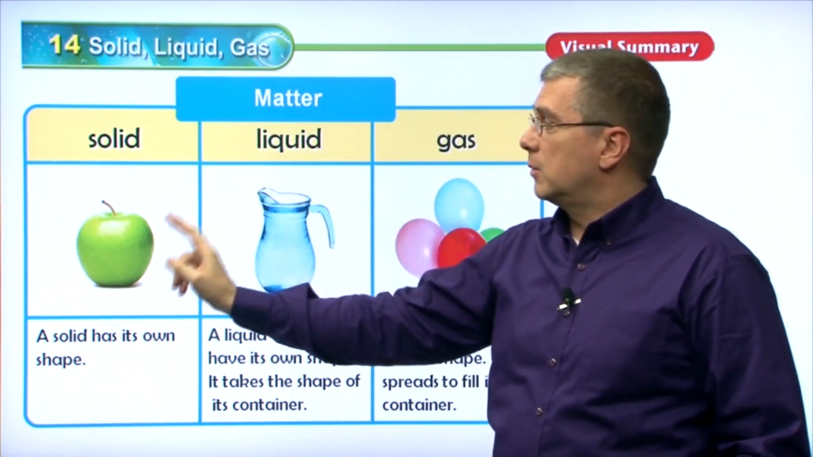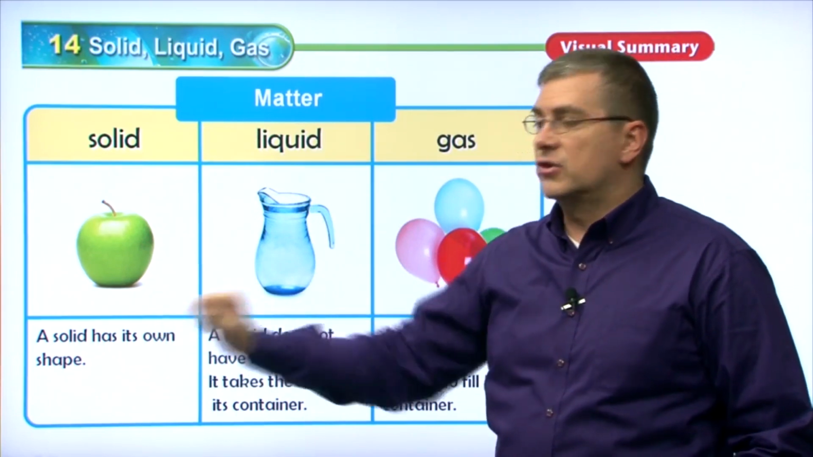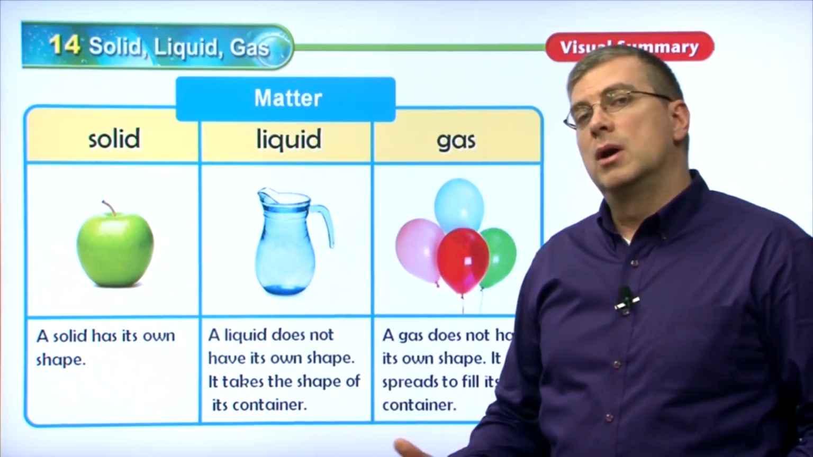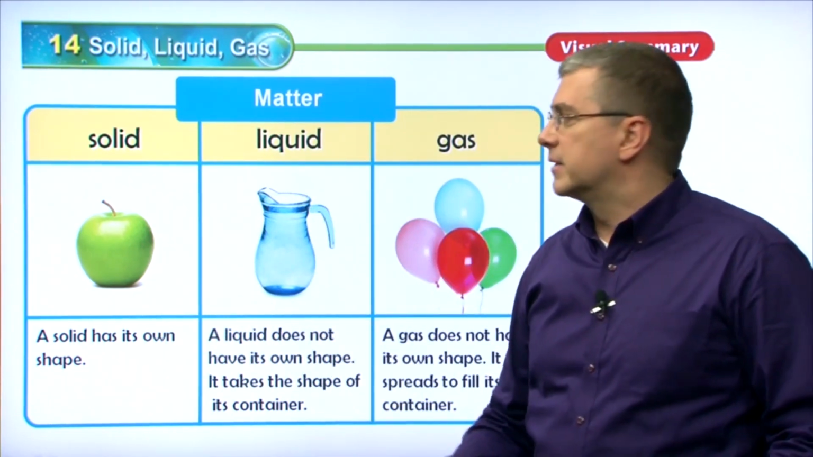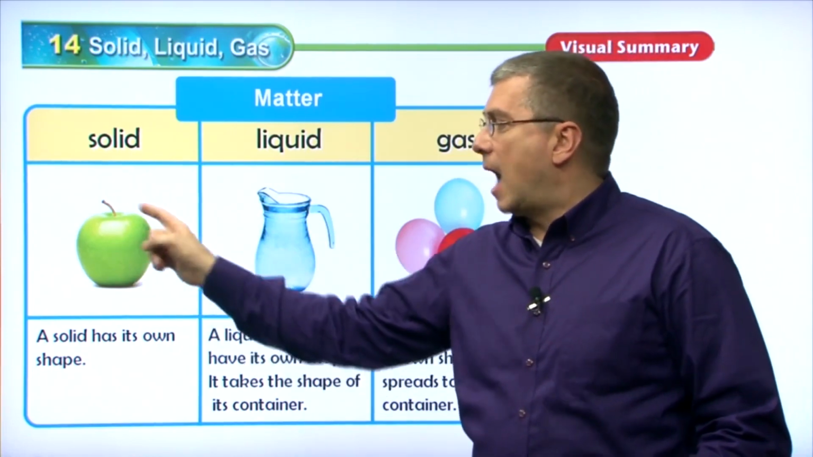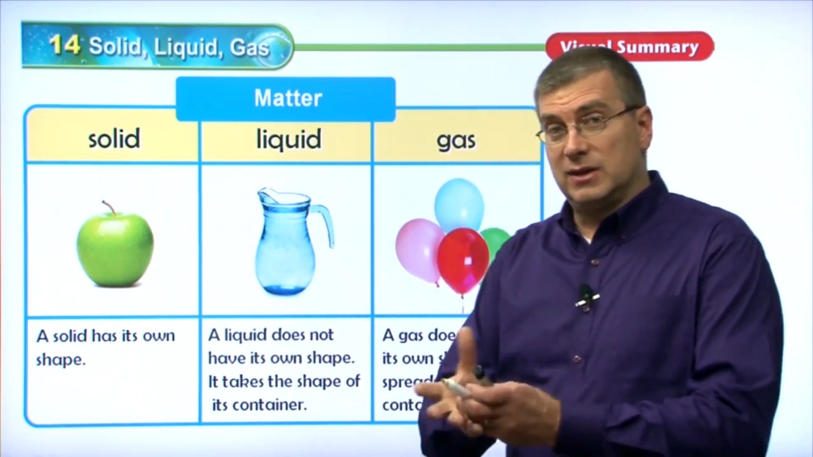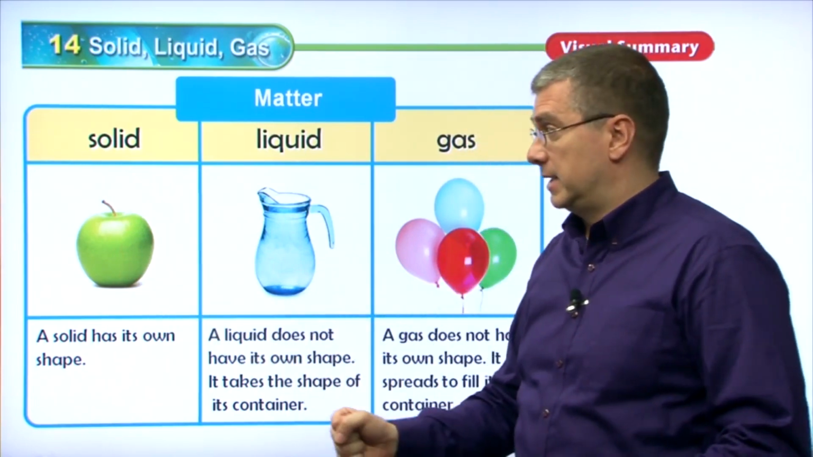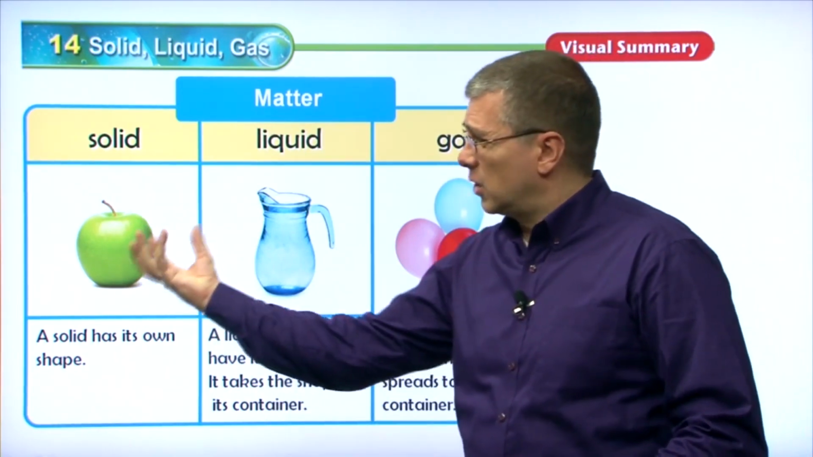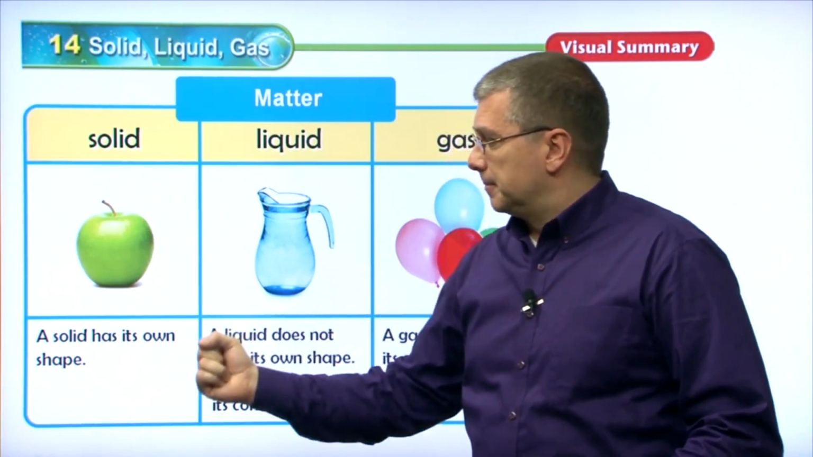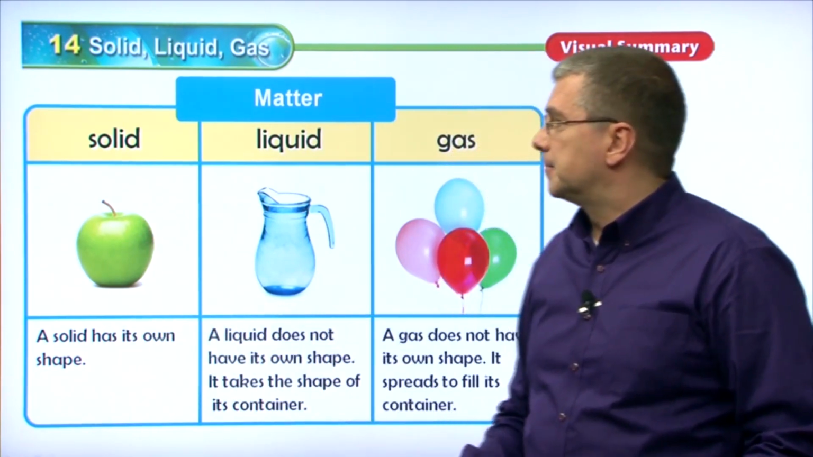When we talk about a solid, we have a picture in the middle, and then we have the description to give a definition of what that is. So for a solid, we can see an apple. An apple is a solid. It has its own shape, right? It doesn't change shape according to the container it's in. It has its own unique shape. A solid has its own shape.